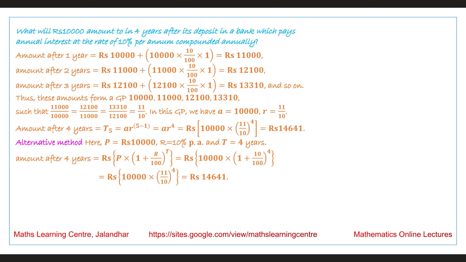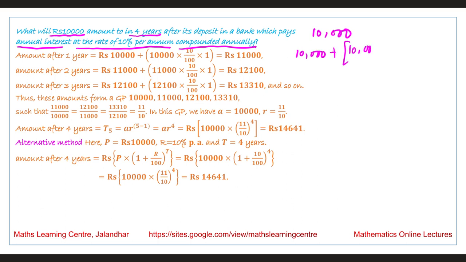Next we have, what will be rupees 10,000 amount in 4 years after it is deposited in a bank which pays an annual interest at the rate of 10% per annum compounded annually. So we are saying that initially the person has added rupees 10,000, and after the end of 1 year the amount will be 10,000 plus the interest, 10,000 into 10 by 100, plus 1. So the answer we obtain is 11,000.